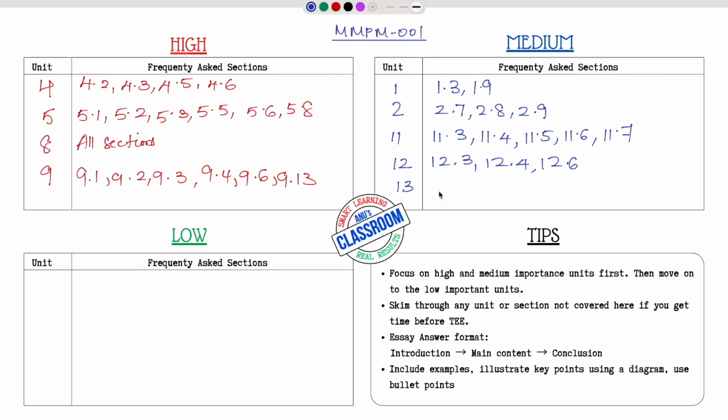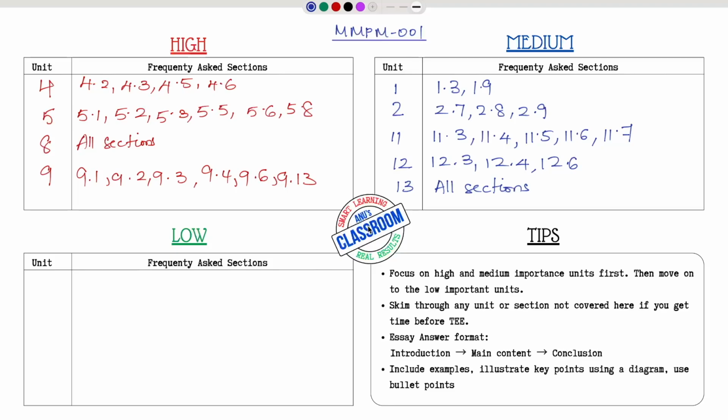But unit 13 though, I cannot say to ignore any sections. I'll say go for all the sections, because questions have been such that you need to have an overall understanding of everything that is discussed in unit 13. So in the high importance units, unit 8, you cannot skip any section. Similarly, in the medium importance units, unit 13, you cannot skip anything.